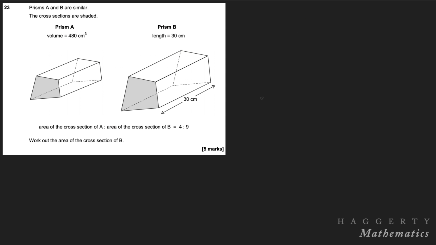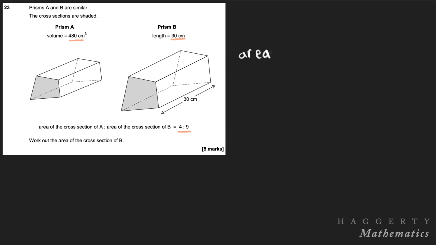Question 23. Prisms A and B are similar. The cross sections are shaded. Prism A has a volume of 480, and prism B has a length of 30 centimeters. And they've told us the ratio of the cross section of A to the cross section of B is 4 to 9. So that's the ratio by area.